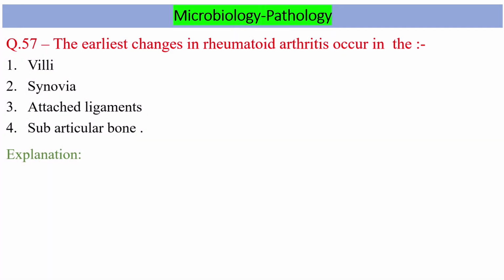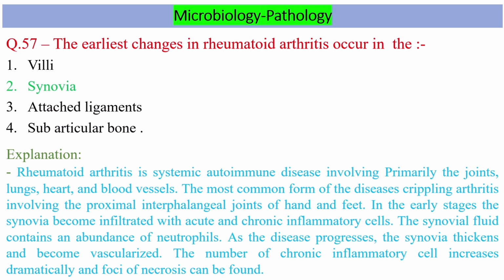The earliest changes in rheumatoid arthritis occur in the: villi, synovium, attached ligament, subarticular bone. Correct option is synovium. Rheumatoid arthritis is a systemic autoimmune disease involving primarily the joints, lungs, heart and blood vessels.